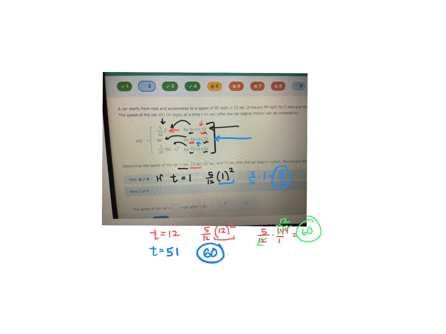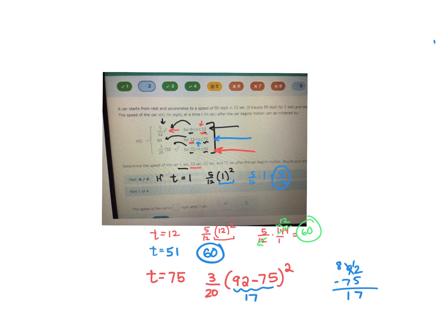So then the last one there, I have that time is equal to 75. That's leading me into that third one. And the expression we have is 3 over 20 times 92 minus 75, and then we'll square that. So to simplify, again following order of operations, we have to do 92 minus 75 first. 12 minus 5 is 7, then 8 minus 7 is 1, so we're at 17. And then we want to take 3 over 20 times that 17 squared.